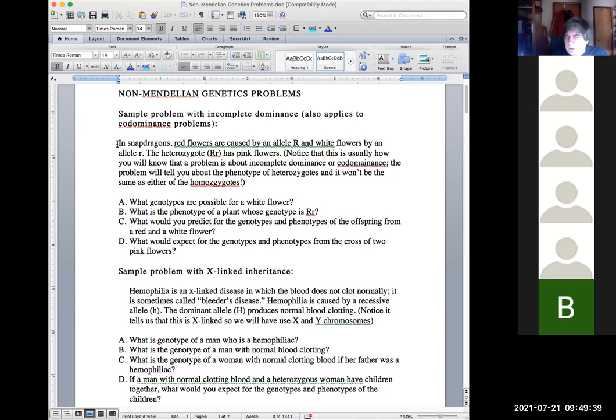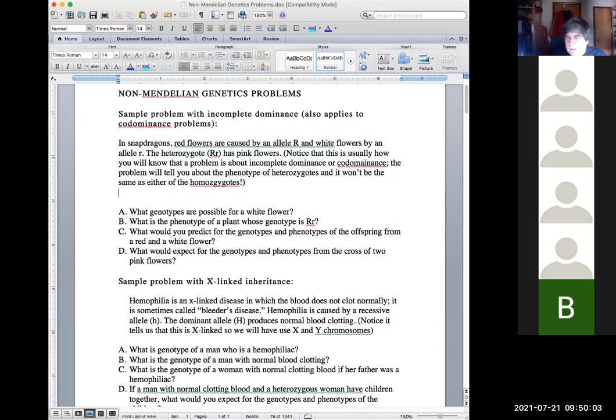So let's look at this one. In snapdragons, red flowers are caused by an allele big R. White flowers are caused by an allele little r. The heterozygote, big R, little r, has pink flowers. So this is going to be our hint when it tells us that the heterozygote has a certain phenotype and it's different than the parents.